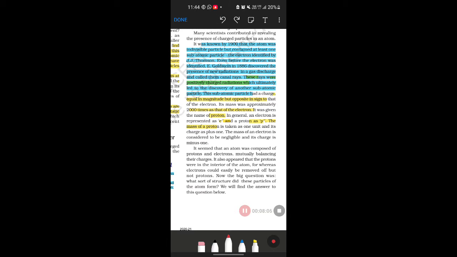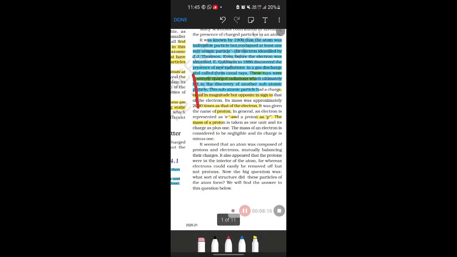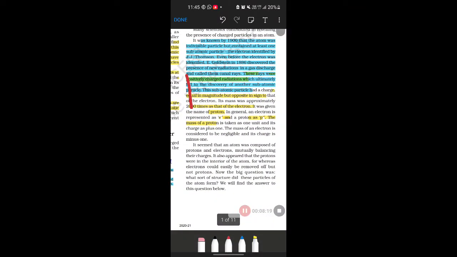Next, it seemed that an atom was composed of protons and electrons mutually balancing their charges. One is of positive charge and another one is of negative charge. So basically an atom consists of both the charges, and these charges are arranged in a particular way within the atom. So, it also appeared that the protons were in the interior of the atom, whereas electrons could easily be removed but not protons.